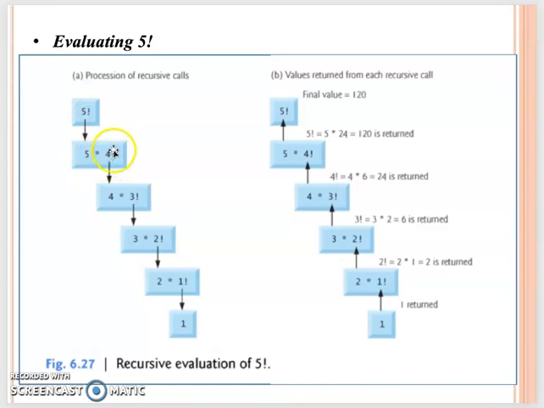So then again, 4 factorial equals 4 times 3 factorial. So 3 factorial equals 3 times 2 factorial. So then 2 factorial equals 2 times 1 factorial. But do I need to do 1? No, 1 is just 1, right? So once I know 1 factorial is equal to 1, then I can return the value, and then continue one by one, we find out 5 factorial is 120.